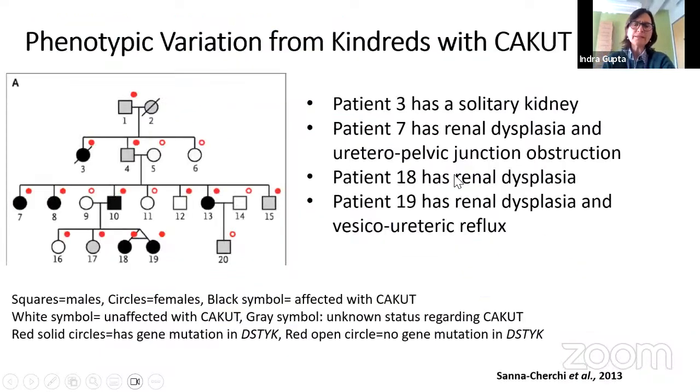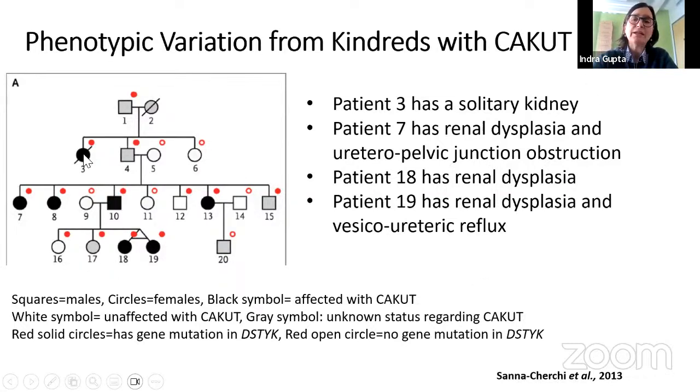The other problem with CAKUT is it's phenotypically variable. I wanted to show you this family tree taken from a paper by Santa Churchy, showing that all of the people in dark black have some type of CAKUT phenotype. If you look at this, you would say, wow, this looks like it might be dominantly inherited, because it's affecting girls and boys, and it's in every generation. But then it gets more complicated, because when you look at their phenotypes, it gives you the clear signal that CAKUT is phenotypically heterogeneous.